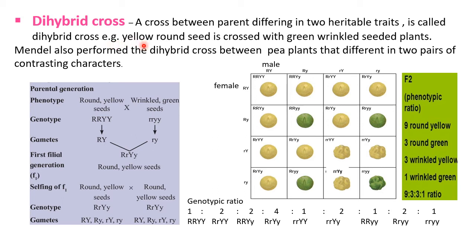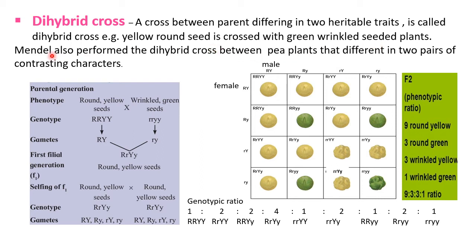Example, a yellow round seed plant is crossed with a green wrinkled seeded plant. So we can say that when there is a cross between two parents differing in two pairs of contrasting characters, such a cross is called a dihybrid cross, and the F1 individual is called a dihybrid.